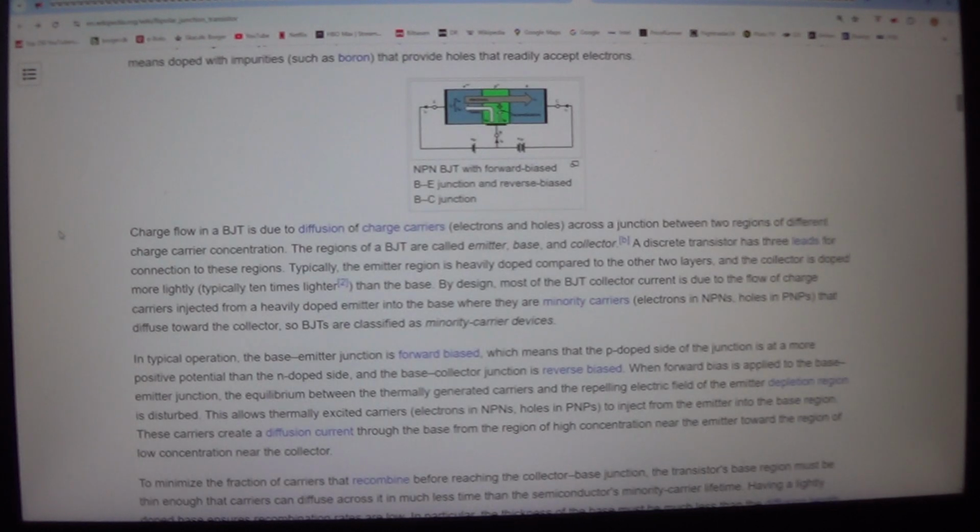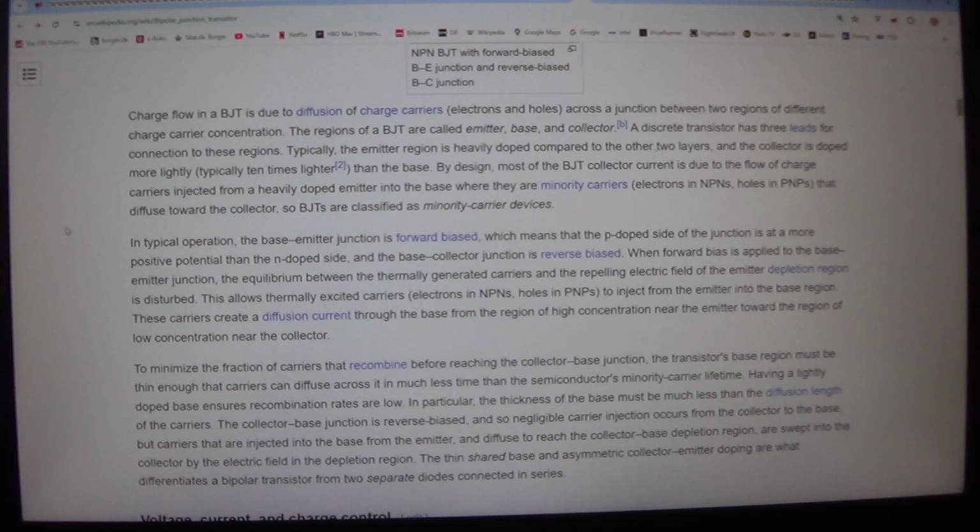NPN BJT with forward-biased BE junction and reverse-biased BC junction. Charge flow in a BJT is due to diffusion of charge carriers, electrons and holes, across a junction between two regions of different charge carrier concentration. The regions of a BJT are called emitter, base, and collector. A discrete transistor has 3 leads for connection to these regions.